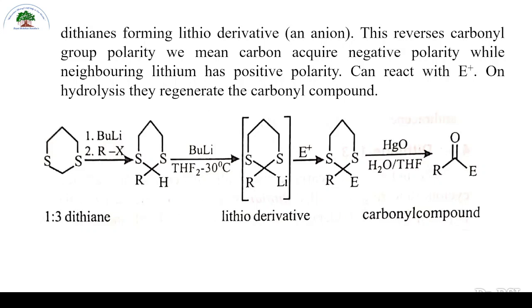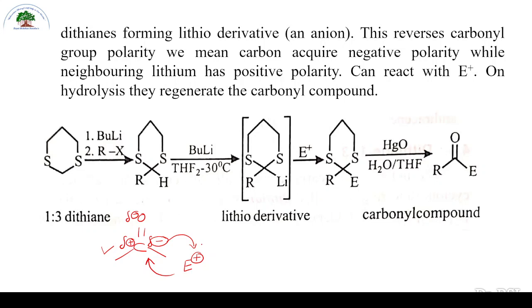Dithianes form a lithium derivative and anion. This reverses the carbonyl group polarity. Generally, the carbonyl carbon is delta positive and the carbonyl oxygen is delta negative. If we want to place any electrophile on this carbon, this reaction is not possible in carbonyl compounds. But when we use 1,3-dithiane, we can reverse the polarity. That is, the carbon can be converted to delta negative or an electron rich center, and this can attack a positively charged electrophile.